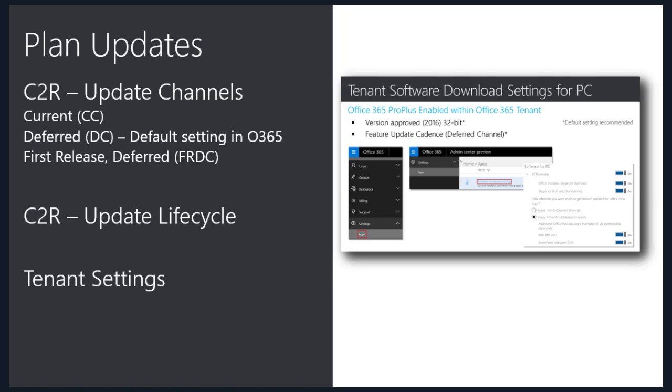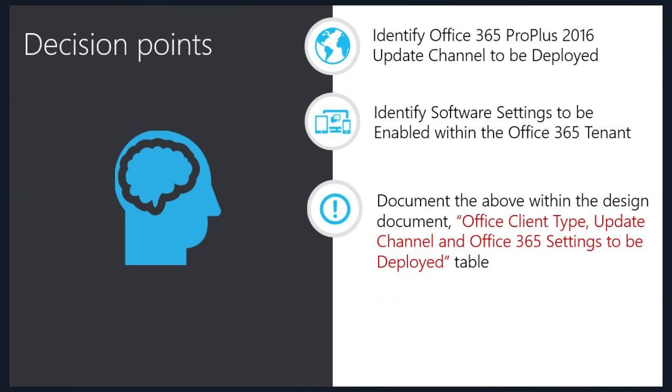You may also configure your tenant and allow your users to download software from the Office 365 self-service portal. If this is the case, you can configure which version of the Office package will be available for download and how often the users will get those feature updates. Again, you need to update the design template with the decisions taken and capture this information into the relevant table in the design guide. But this time, make sure that you have come up with a decision about the update channels and Office 365 tenant software download settings.